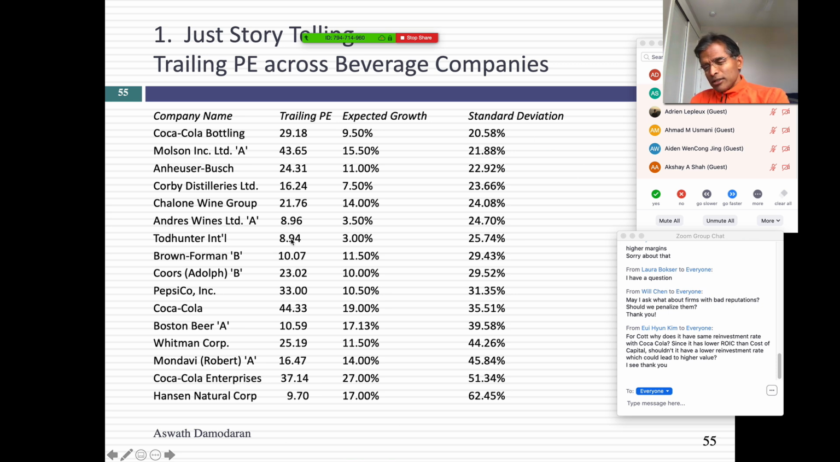You know what Hansen produces, right? It says fruity sodas. Andre Wine makes the champagne so cheap that looking at it gives you a headache. You see the ads only during Christmas. Todd Hunter, I have no idea what they do.